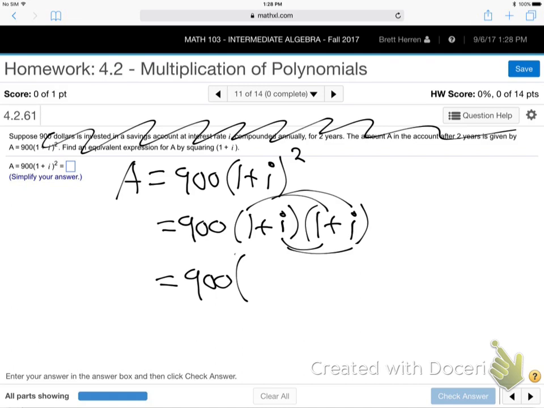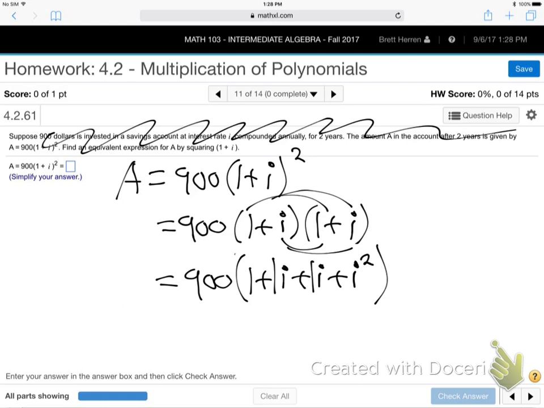All right. So how are we doing? 1 plus I plus I plus I squared. Good so far? Right, because this is really 1I and 1I if you want. So either way, 1 times I is just I.